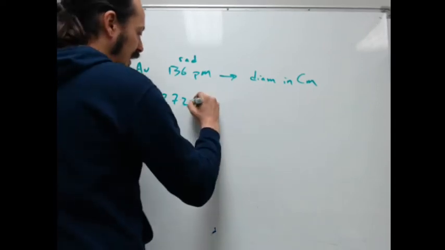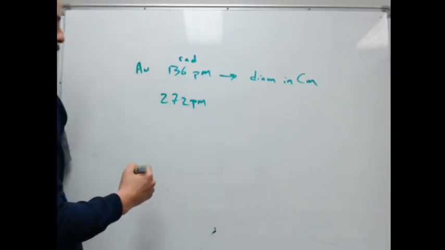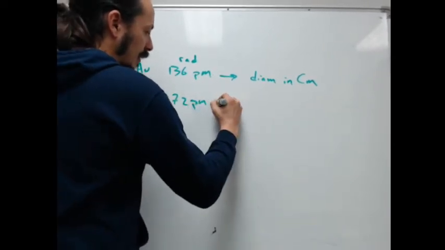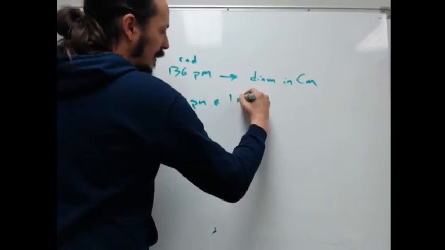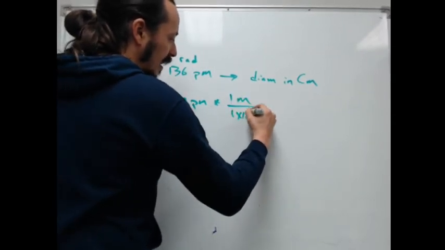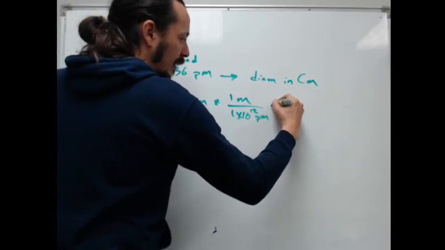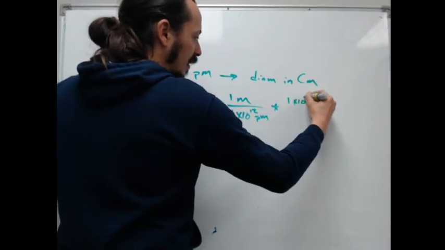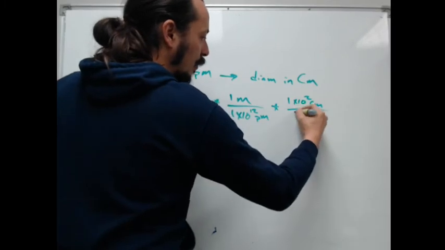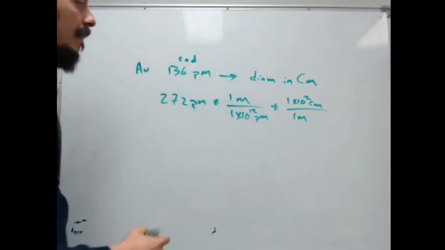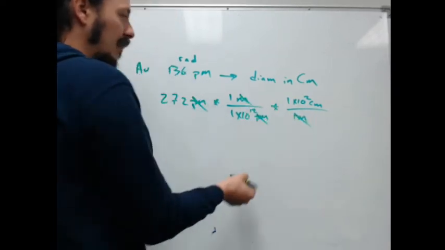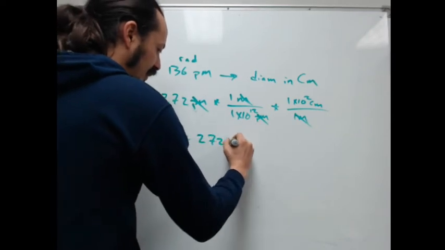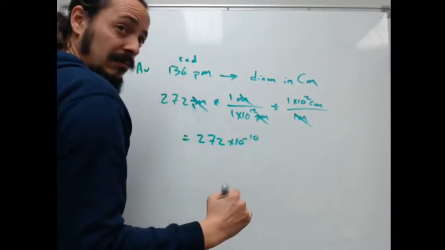Yeah, 272 picometers. That would be 272 picometers times 1 meter over 1 times 10 to the 12 picometers. And then we want it in centimeters, so I do 1 times 10 to the 2 centimeters per 1 meter. That will cancel out my picometers, that will cancel out my meters. I'll get something that's 10 to the minus 10, so I should get something like 272 times 10 to the minus 10. Yeah, that's what I was getting.